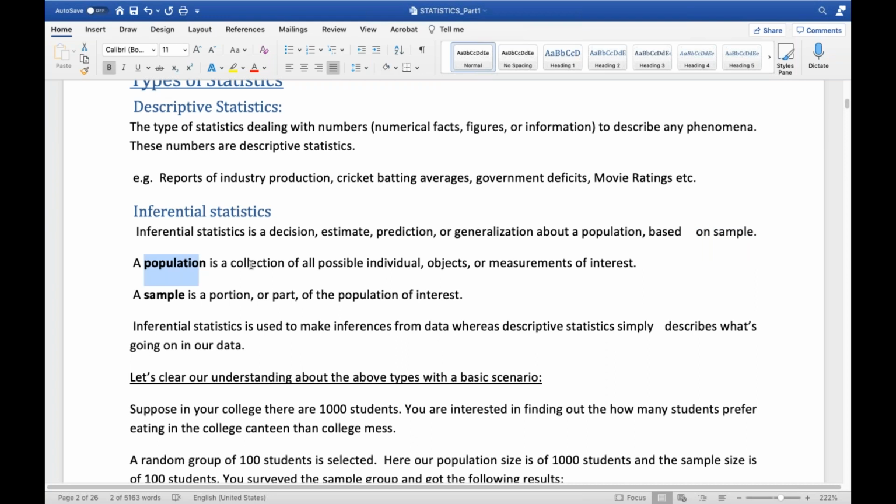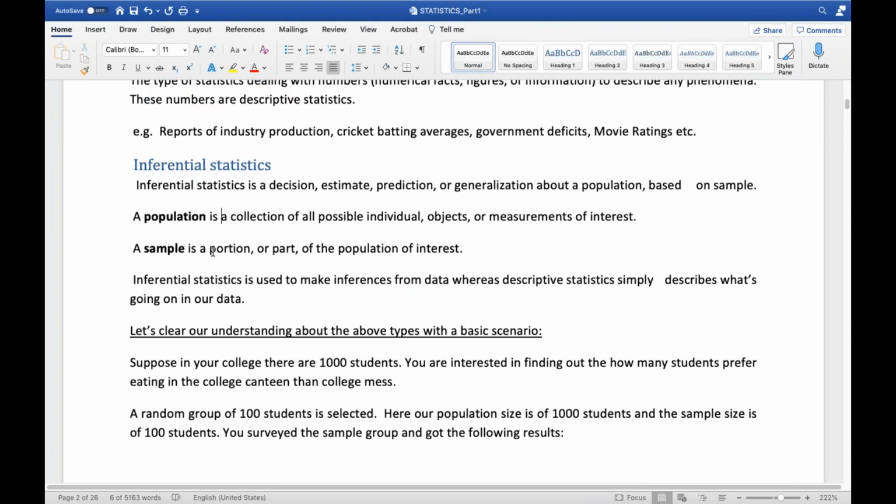Population is nothing but a collection of all possible individual objects and measurements of interest. For example, if you want to do one particular experiment, and in this situation we are collecting all possible things, we call it a population. Sample is a very simple thing. We are taking some portion or part from the particular population.